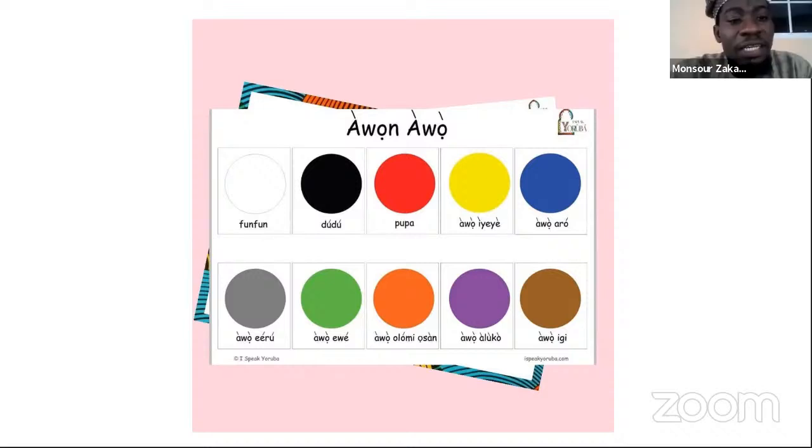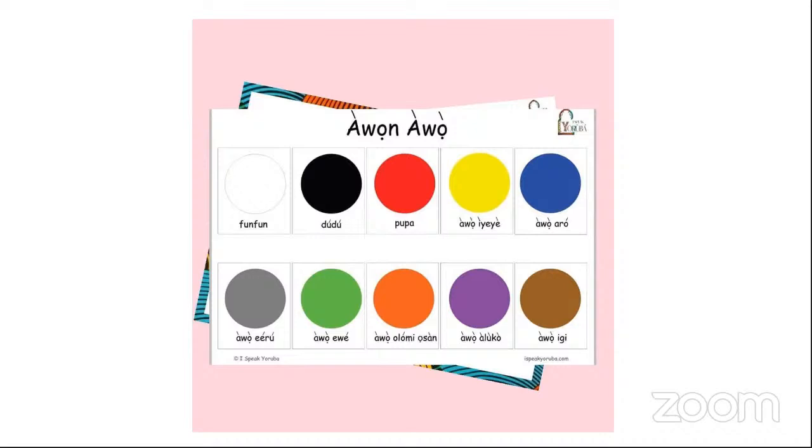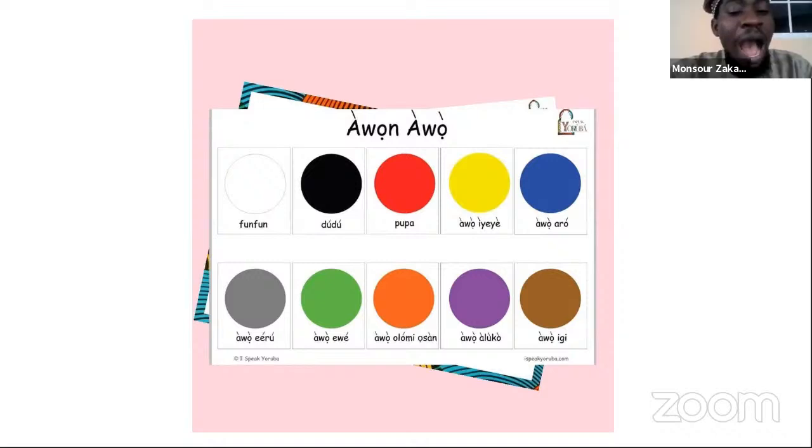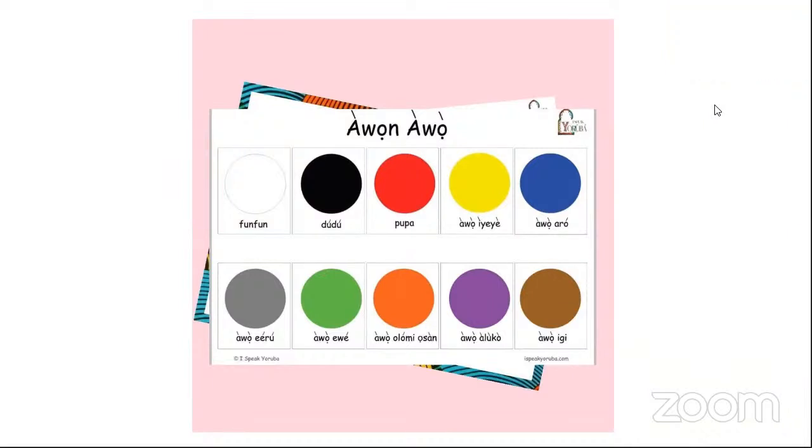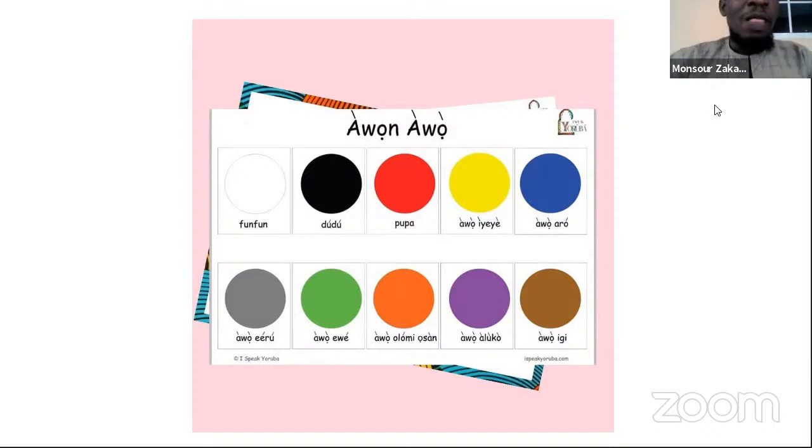Okay. So green is awo ewe. I'm going to tell you the meaning of all these. Orange color is awo omi osan. And the next one, which is purple color, is awo aluko. And the last one, which is brown color, is awo igi. All right. Now, funfun, meaning white color.